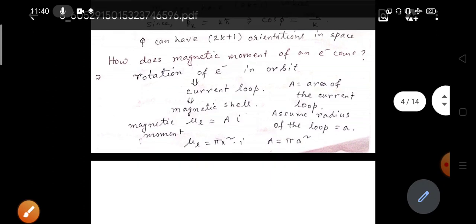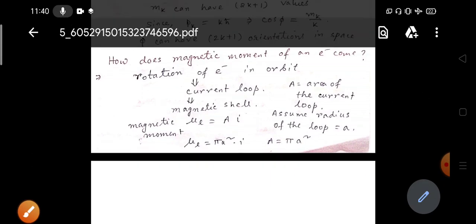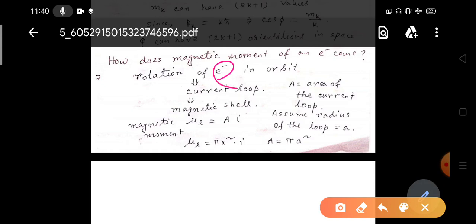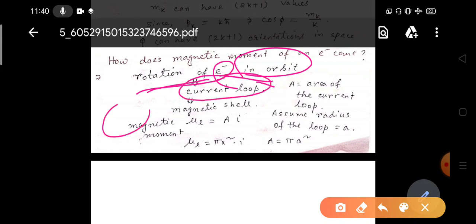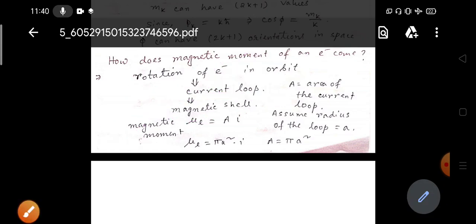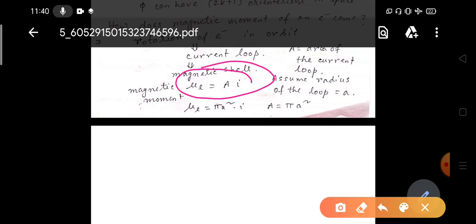So you have to go through the dynamics of the electronic motion, because the electron is a charge. Now the charge is rotating in an orbit. Whenever a charge is moving, that is the electron is moving in an orbit, it will behave as a current loop. Now the current loop is rotating, so it will behave as a magnetic shell. And what will be the magnetic moment of the magnetic shell? That is mu l equals A into I, that is area into current.